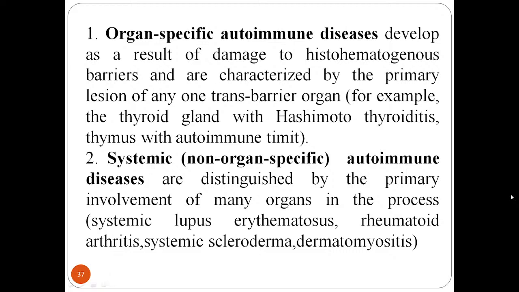For example, systemic lupus erythematosus, rheumatoid arthritis, systemic scleroderma, and dermatomyositis. These are examples of systemic non-organ specific autoimmune disease.